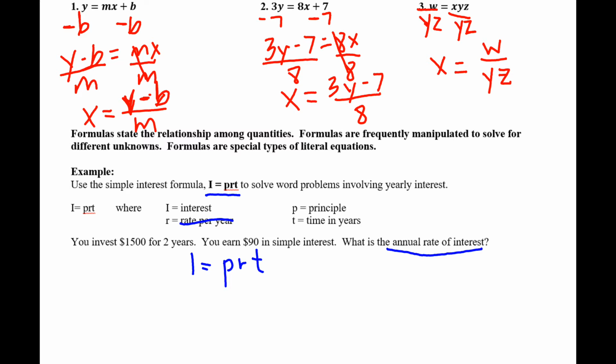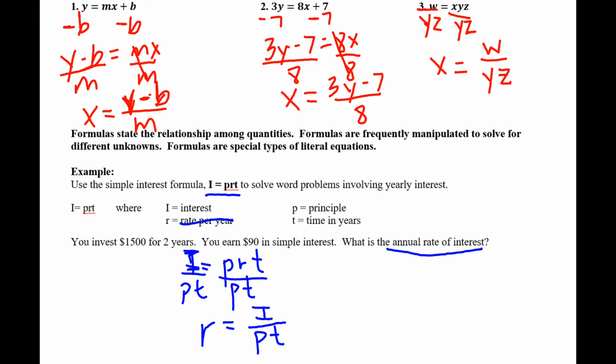So what's stopping R from being by itself? Well, PT is. Okay, so I'm going to divide by PT, and this is an I. It looks like a 1 now that I've been away from it. Okay, and so now I get R equals I over PT. And now I'm going to plug in the information that they gave me. I'm going to change colors so that we can see that's what I'm doing.